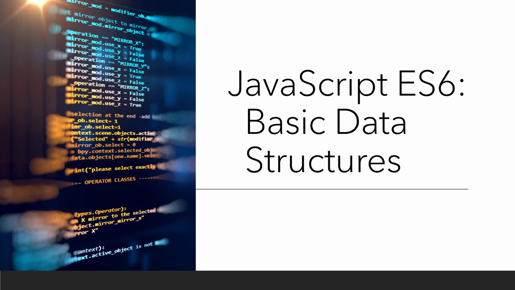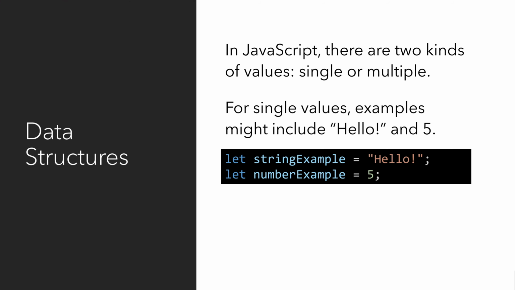JavaScript ES6, Basic Data Structures. In JavaScript, there are two kinds of values, single or multiple. For single values, examples might include the string hello or the number 5. These are usually created with the keywords let and const, C-O-N-S-T.